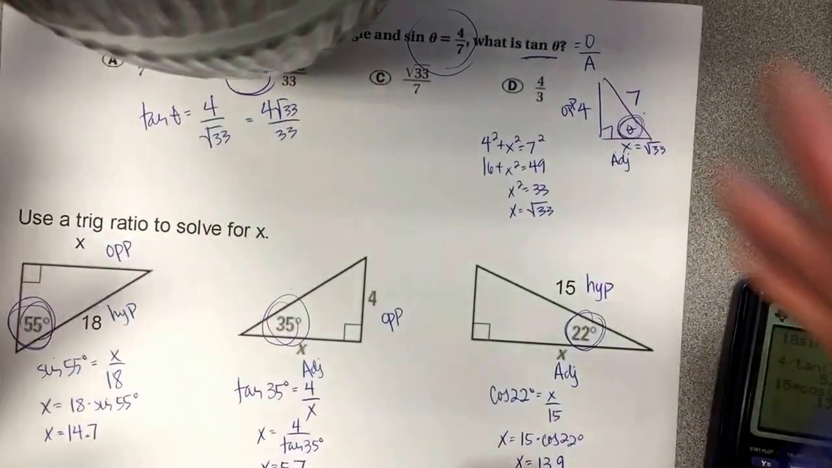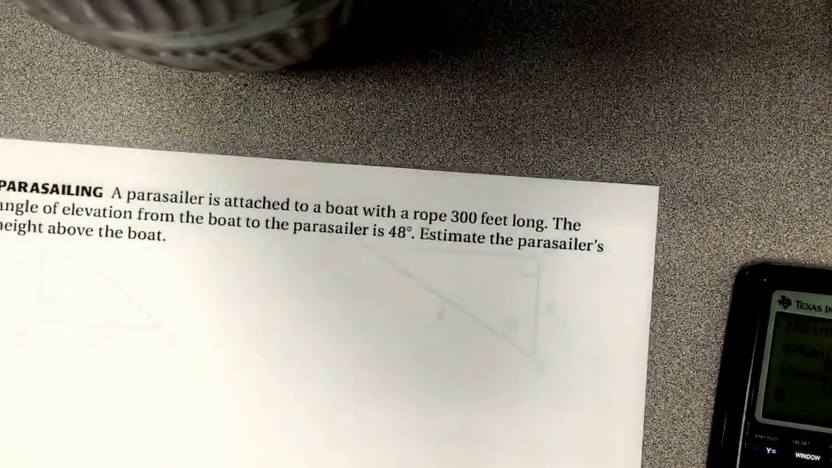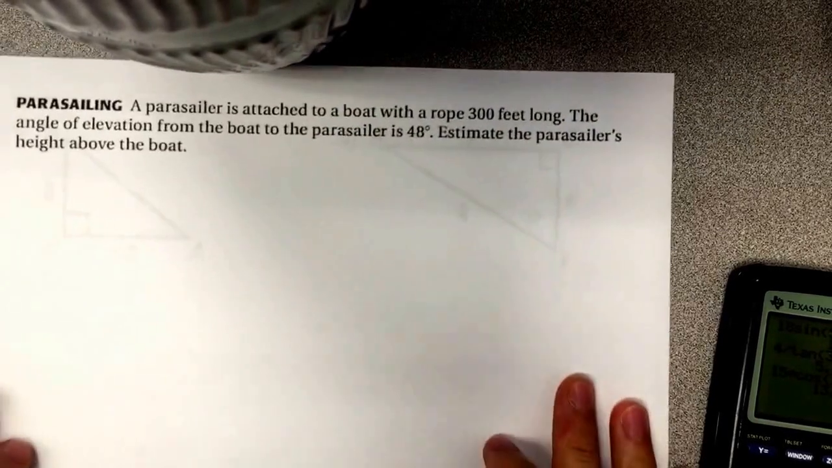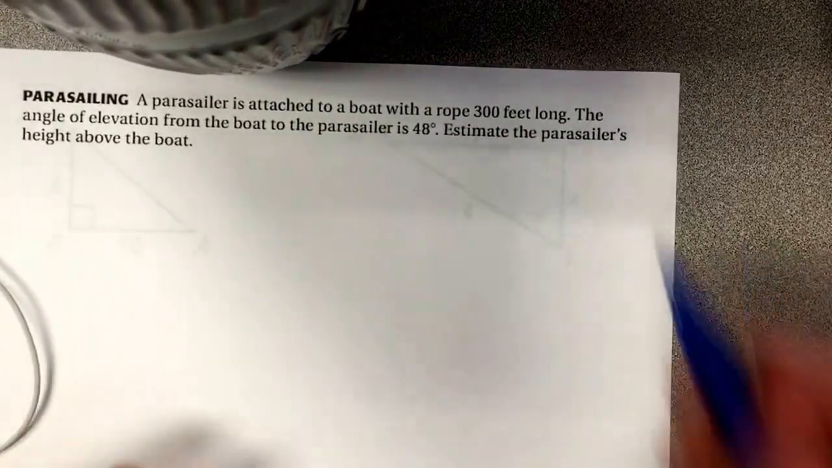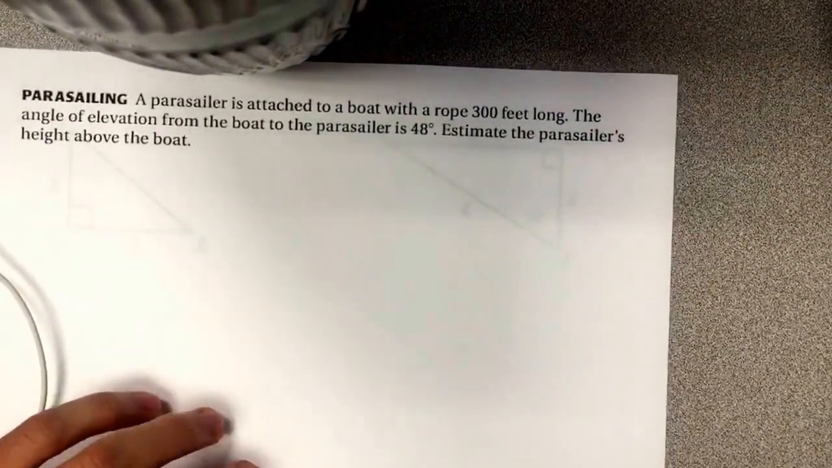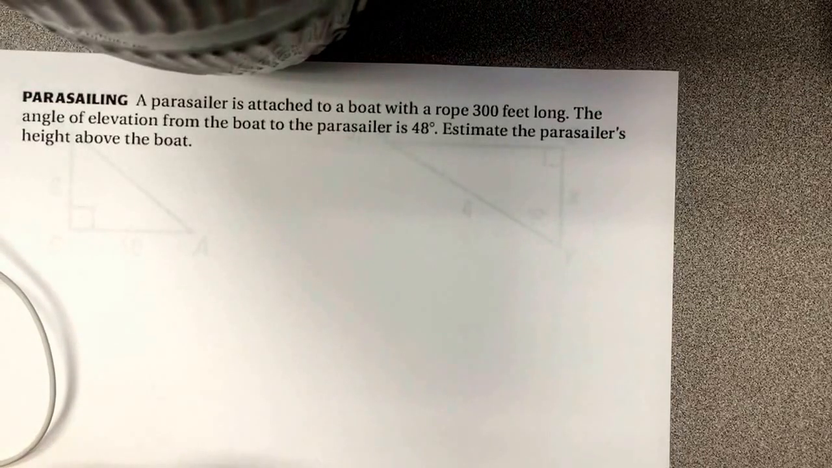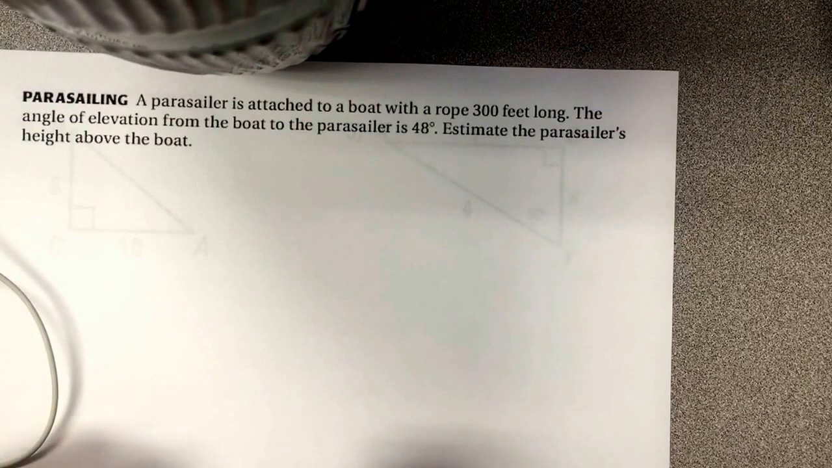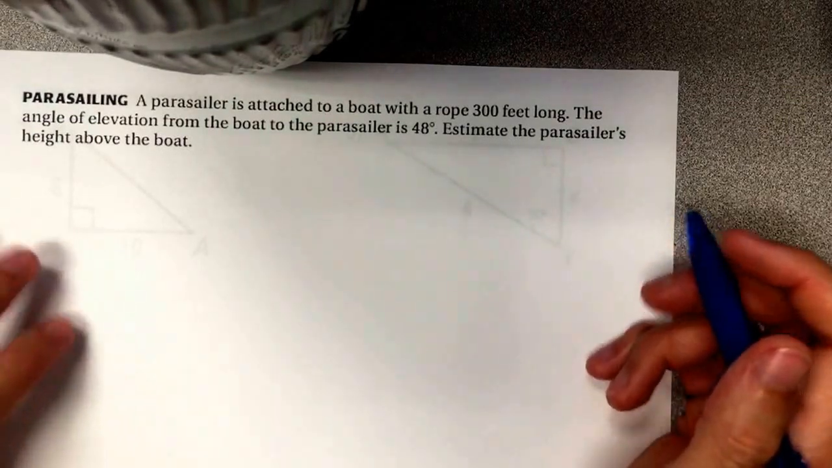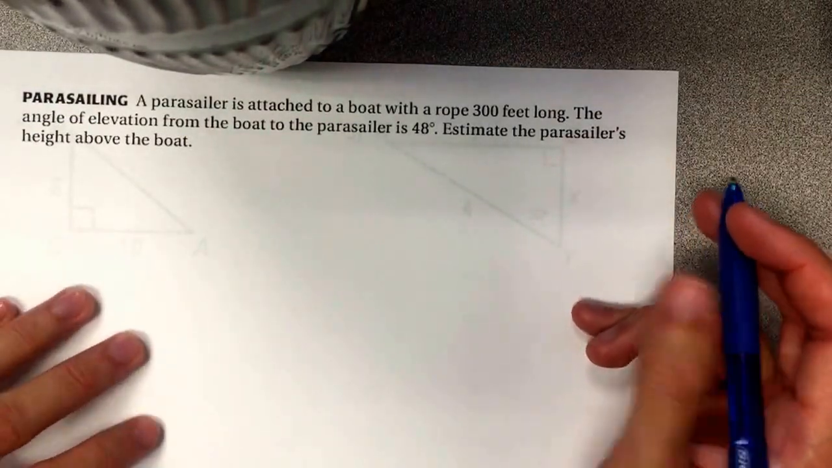All right, so moving on from just solving a basic triangle, we can also look at solving a word problem using trig. It says a parasailer is attached to a boat with a rope 300 feet long. The angle of elevation from the boat to the parasailer is 48 degrees. Estimate how high the parasailer is above the boat.